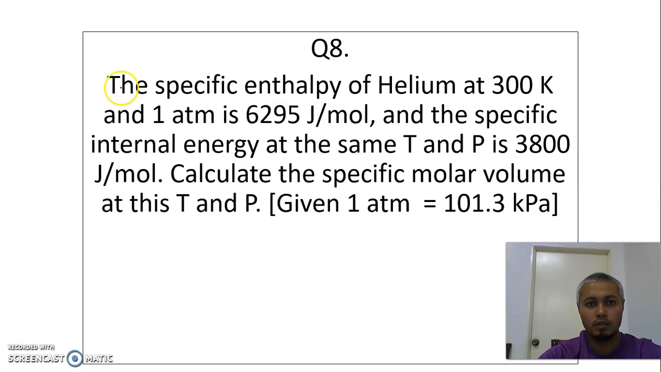Okay, now let's proceed to number 8. We have the enthalpy of helium at 300 Kelvin, where this is the temperature. This is the pressure, 180 atm. This is the specific enthalpy, H. And the specific internal energy at the same T and P. This is the internal energy.